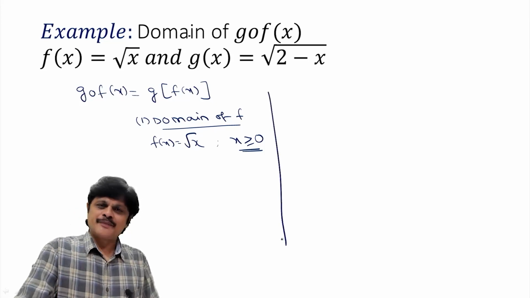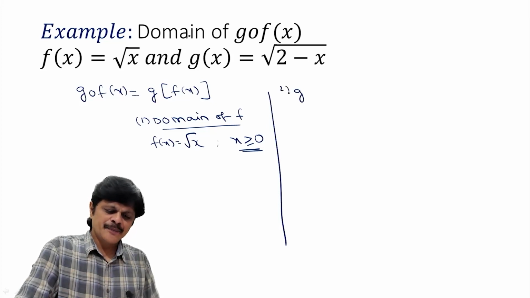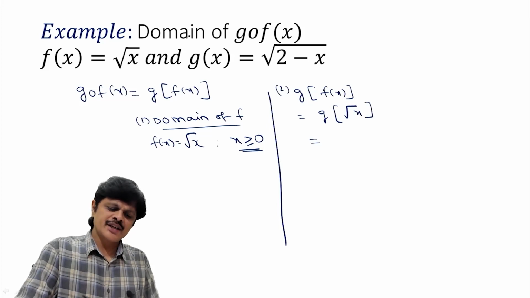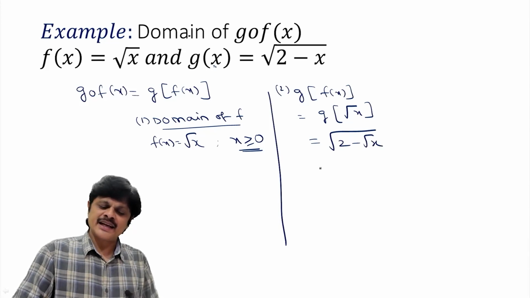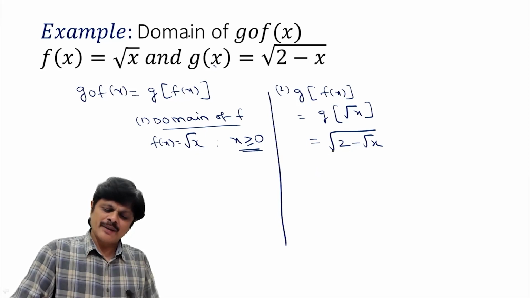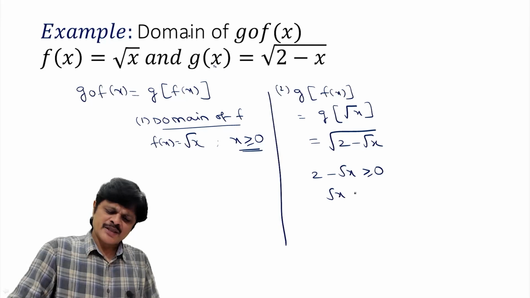Now what we need to do is, we need to go for g circle f of x. What is g circle f of x? G of, what is f of x, sir? f of x is root x. Then what is g of root x? See, whatever argument is there, under root 2 minus that argument. So it is under root 2 minus root x. This is g circle f of x. So now this particular function's domain means this 2 minus root x must be greater than or equal to 0. That means, or you can say, root x must be less than or equal to 2. That is, x should be less than or equal to 4.